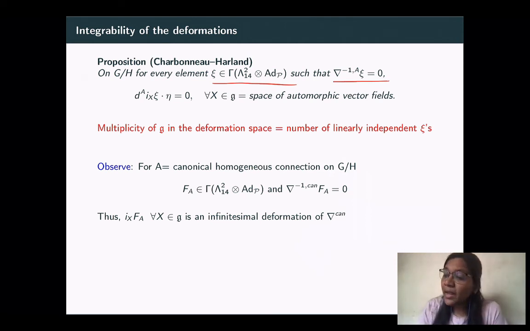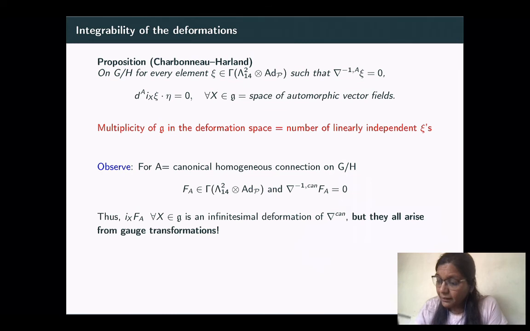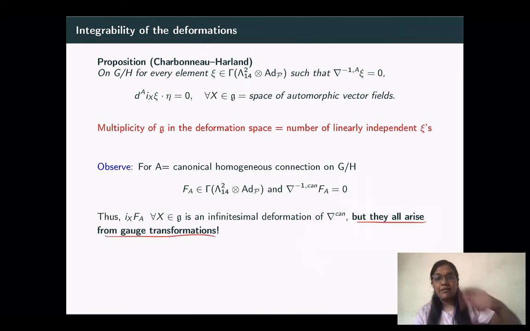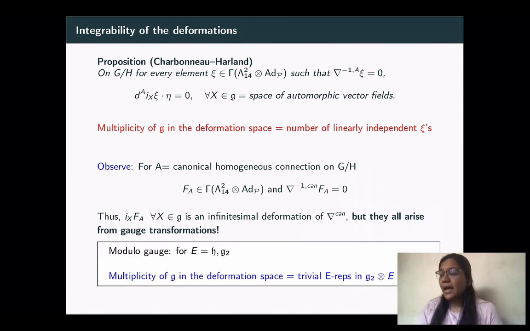But in fact, they all arise from gauge transformations. So since F_A is itself gauge invariant, the deformations it produces are all invariant under gauge transformations. So modulo gauge, we get rid of this F_A. So this F_A does not generate any gauge orthogonal deformations, and that's why we can comment on the multiplicity of G modulo gauge.